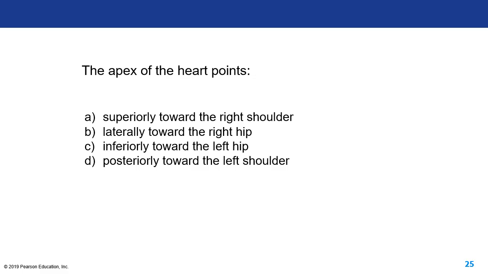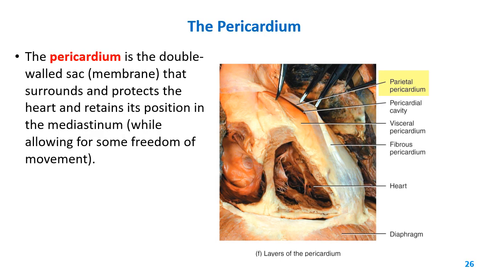Okay, some people answered me posteriorly towards the left shoulder, so that heart is upside down. It's not supposed to be upside down. All right, so we see where the heart is and the shape of the heart, the base and the apex. And now we're going to look at the membranes around the heart.